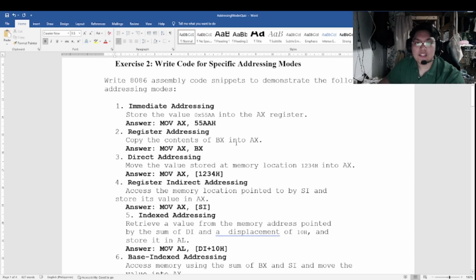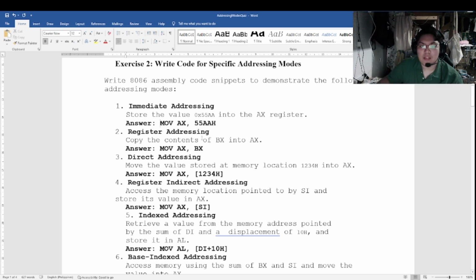And for exercise 2, here is where I write code for specific addressing modes. Here I write 8086 assembly code snippets to demonstrate the following addressing modes. For number 1, I have to make a code snippet for immediate addressing. My answer is MOV AX, 55AAH. This is because the constant value 55AAH is directly loaded into the AX register, so this becomes immediate addressing because the value is part of the instruction.